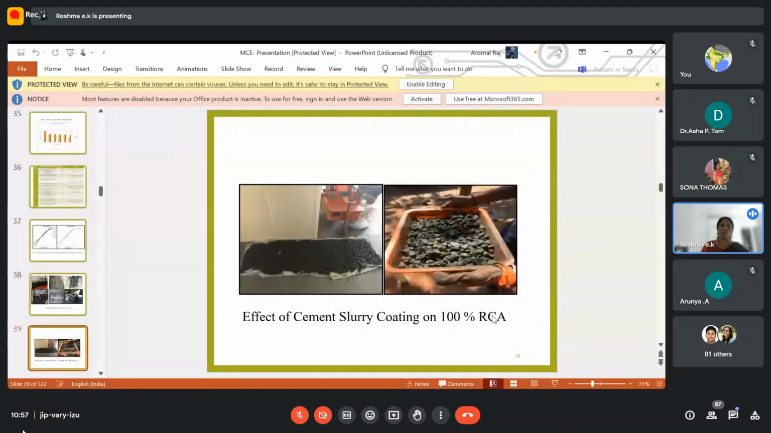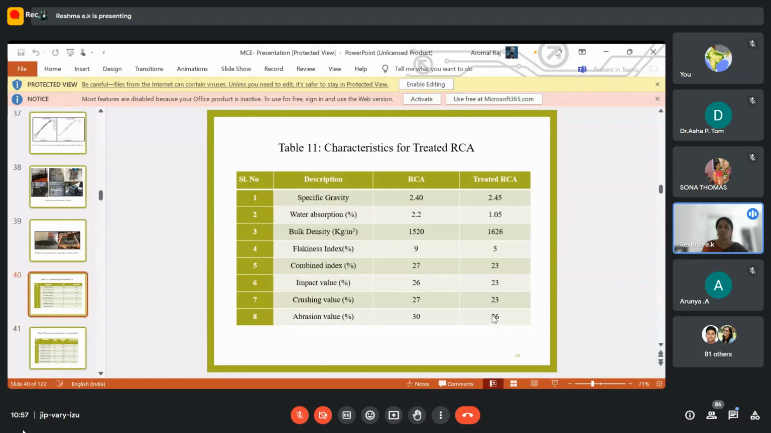So what can we do to improve the compressive strength? One thing I have done is cement slurry coating only for 100% RCA, because for the others, I don't want to replace 50% or say 30%. It is always better if I can replace the entire NCA with RCA. So cement slurry treatment is just a trial. Here you can see the difference. All the mechanical properties, all the values, are improved.